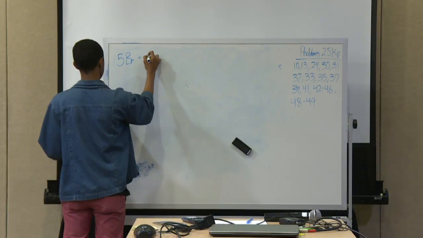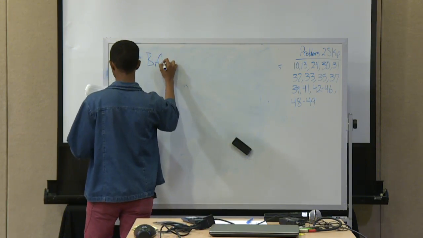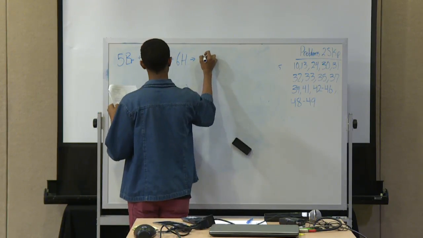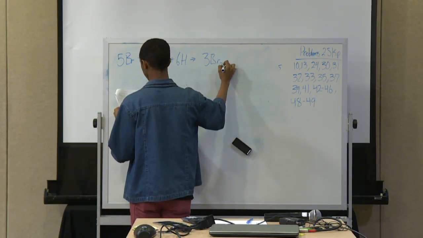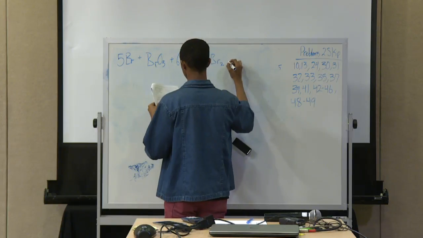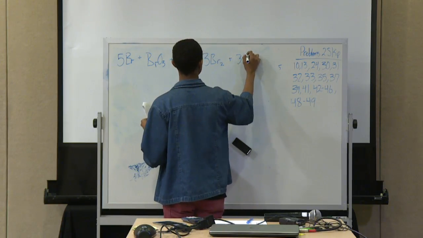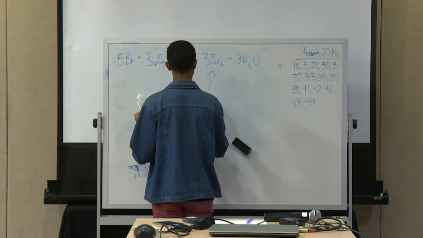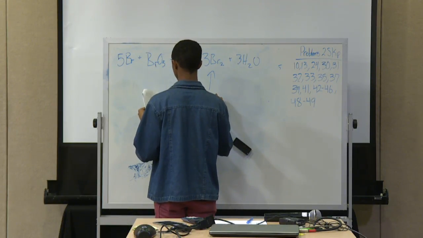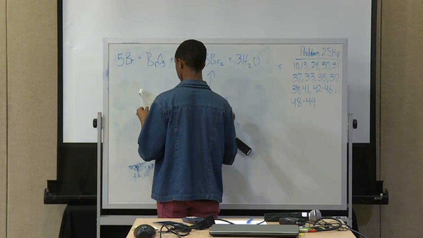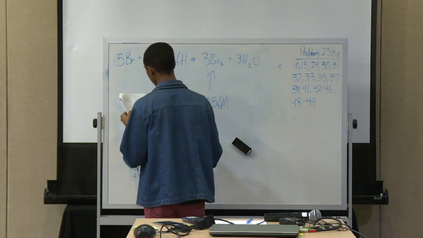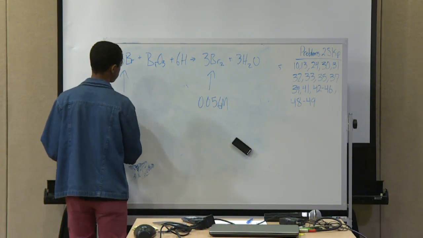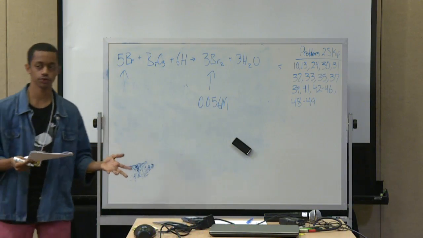5Br plus BrO3 plus 6H makes 3Br2 and 3H2O. And they're saying this Br2 is being formed at a rate of 0.056 M. Cool? So at what rate is the bromide ion right here being consumed? How are we going to relate those two?